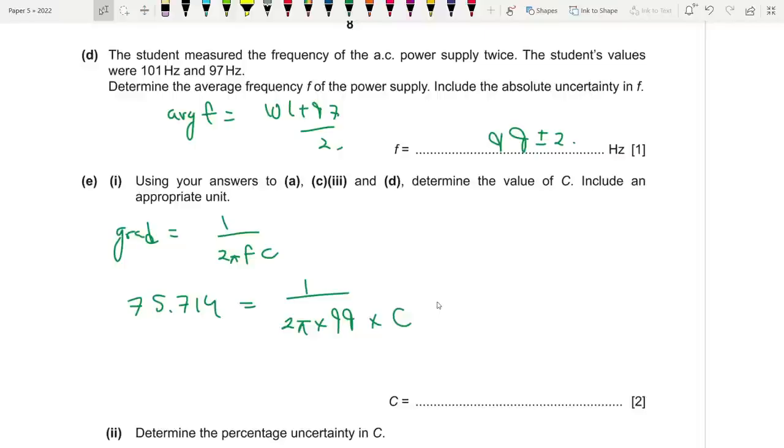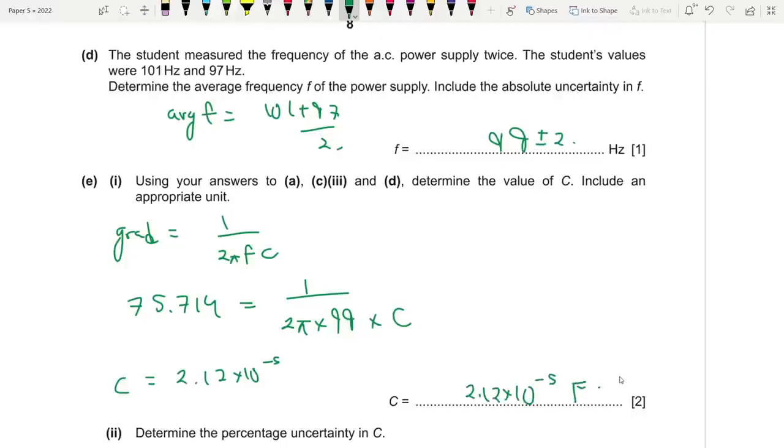What are we getting? 1 by 2 pi into 99 into 75.714. I'm getting a value of 2.12 into 10 power minus 5. Okay. So we need an appropriate unit. C is capacitance basically. So we know that capacitance has a unit of farads. Okay. So it's 2.12 into 10 power minus 5 farads.